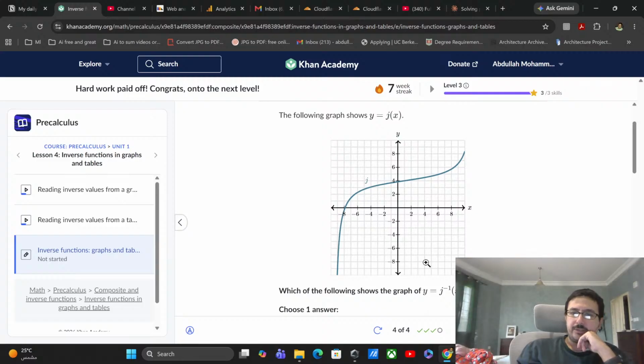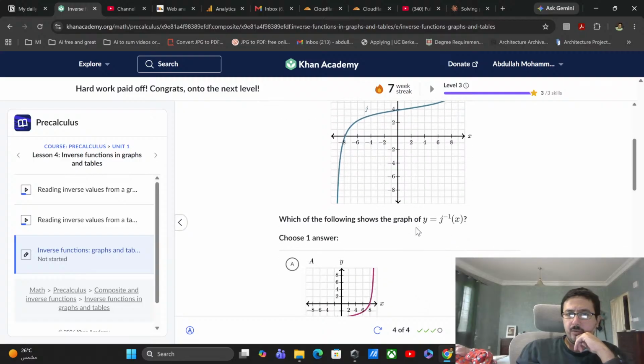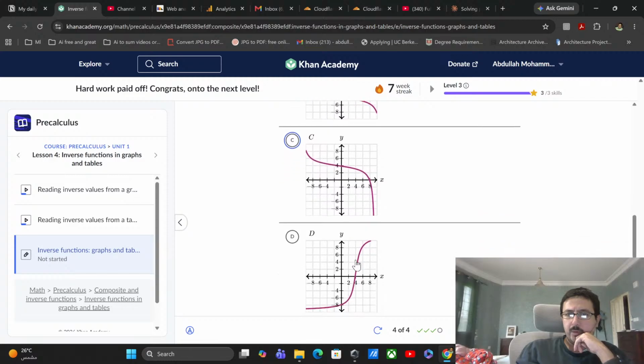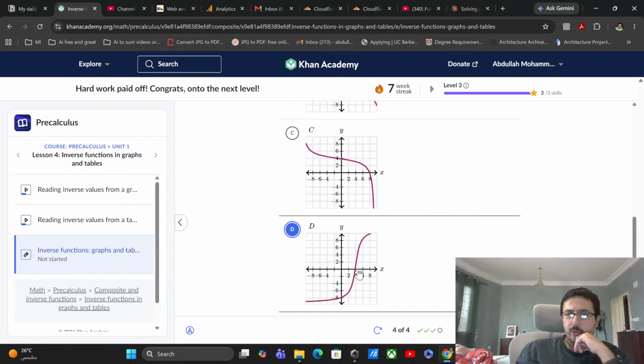Last but not least, no, just kidding. Which of the following shows the graph of y equals the inverse? So I got 0 at 4, therefore it would be 4 at 0. So here it should be, no, yeah, 4, check this out. 4 is 0.